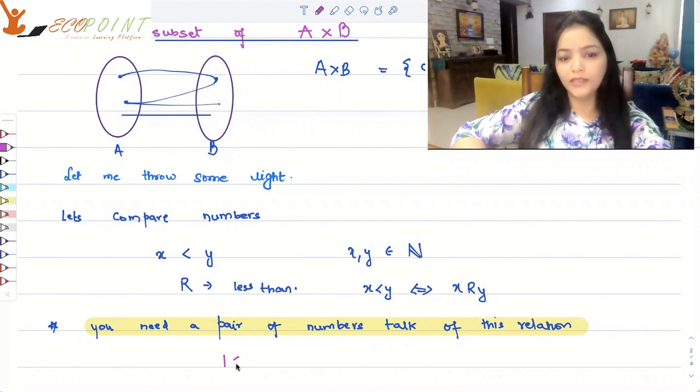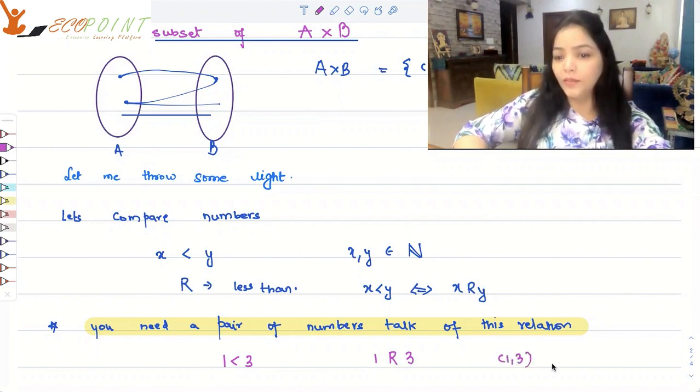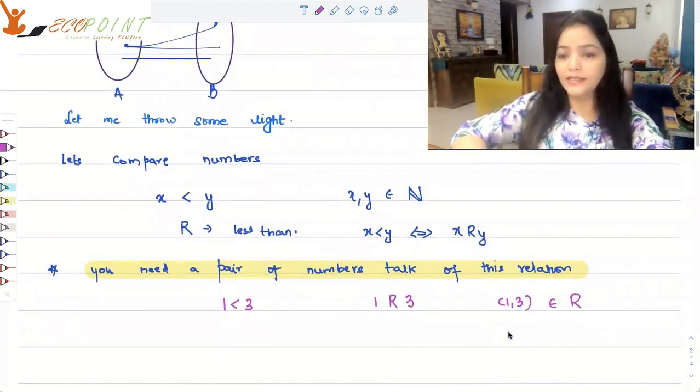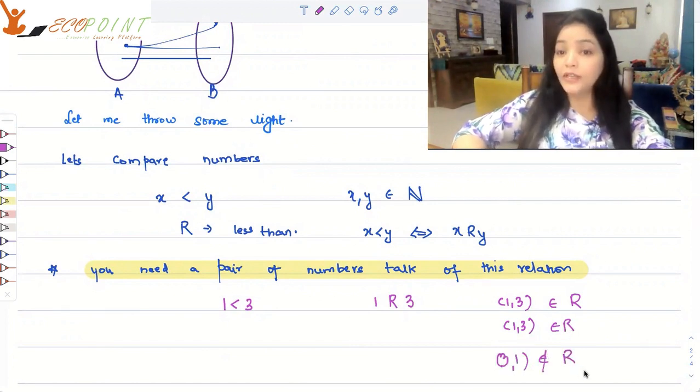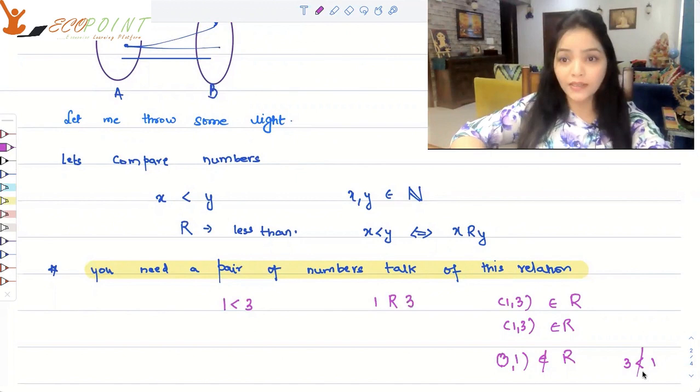For example, 1 is less than 3. So I can say that 1 R 3, or I can say (1, 3) belongs to R. What is important here is that I am writing (1, 3) belongs to R. (3, 1) does not belong to R, because (3, 1) would depict that 3 is less than 1, and that's not happening. 3 is not less than 1.